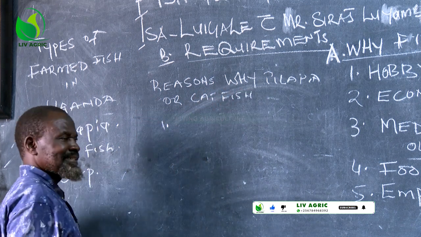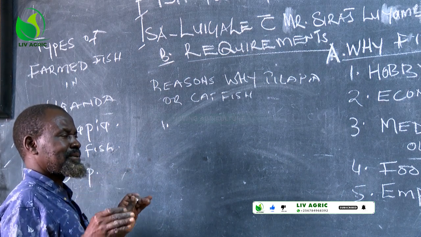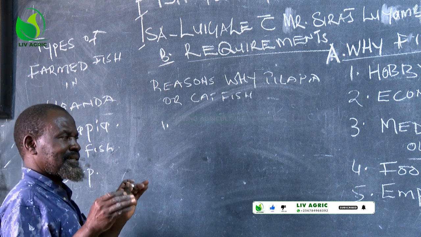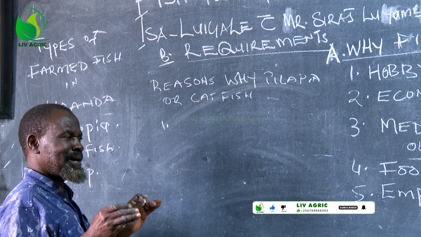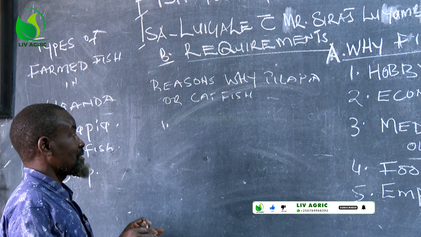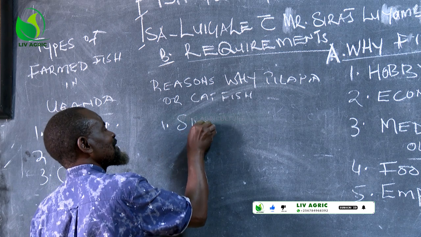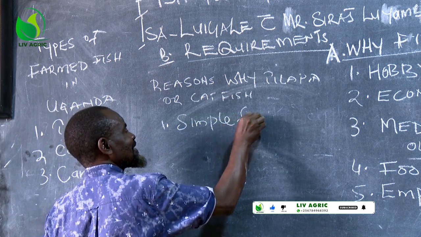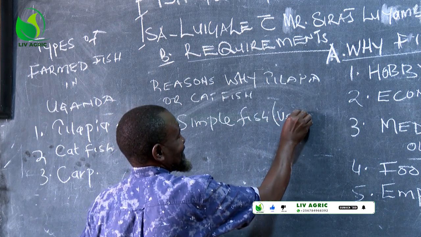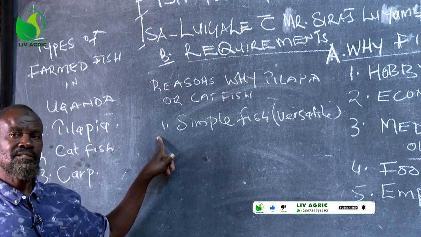First reason, we are looking at tilapia in the pond now. It is a fish which can be handled in a pond easily. So it is a simple fish which can be farmed. It is a versatile fish, actually, versatile. And this also applies to catfish.